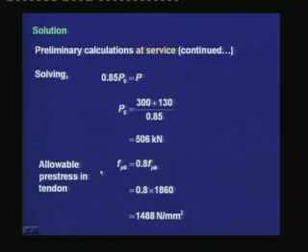With the allowable prestress in the tendon being Fp0 equal to 0.8 times Fpk, we have the allowable prestress in the tendon equal to 1488 Newton per millimeter square. Thus, we have found the required prestressing force at transfer, which is equal to 506 kilonewton, and we have also found the allowable prestress in the tendons, which is equal to 80% of the characteristic strength, which is equal to 1488 Newton per millimeter square.